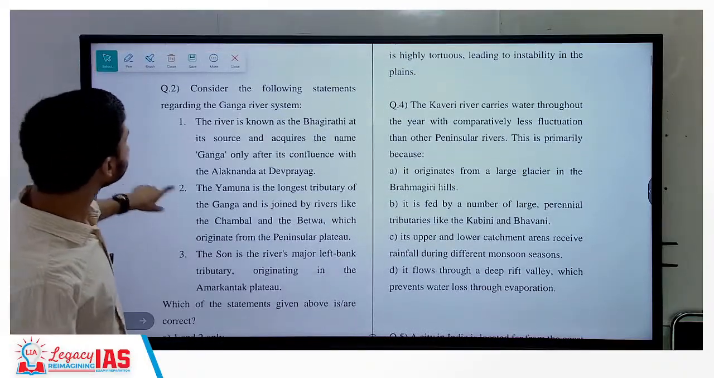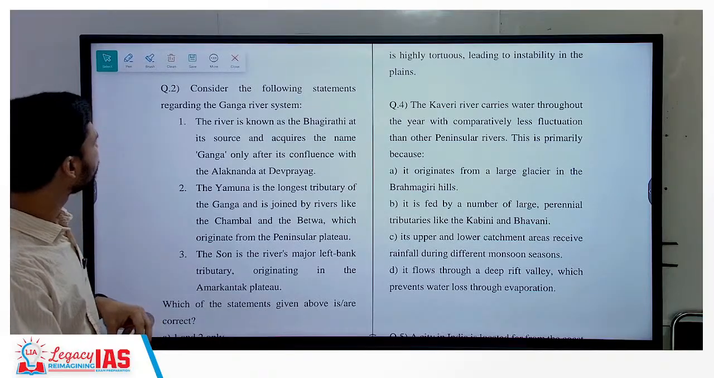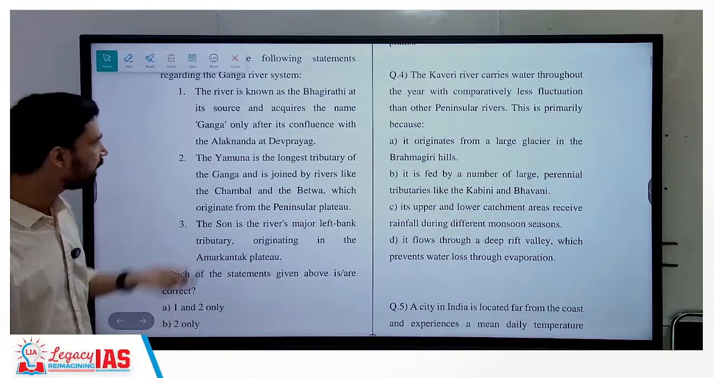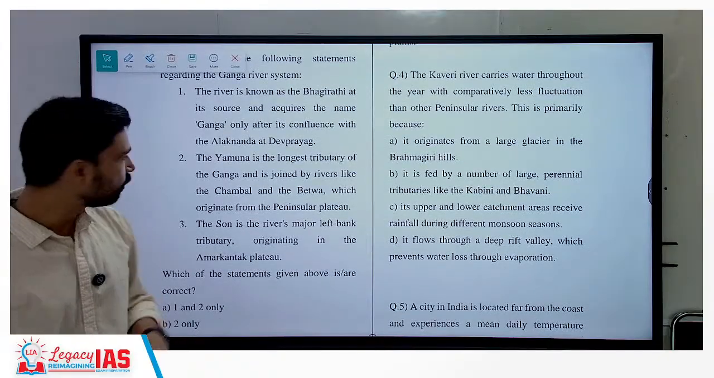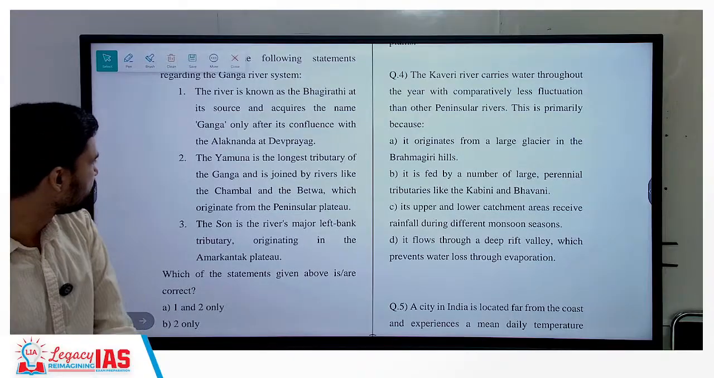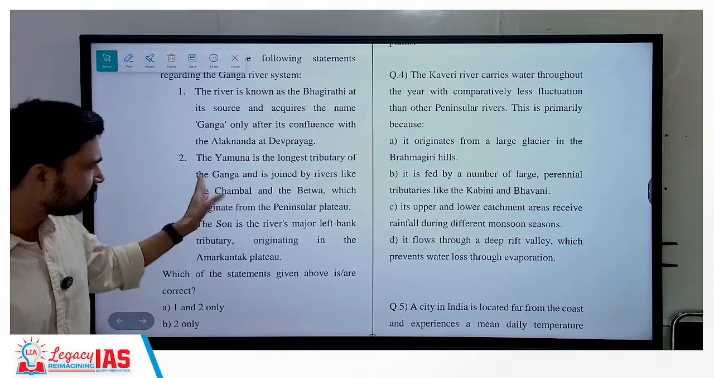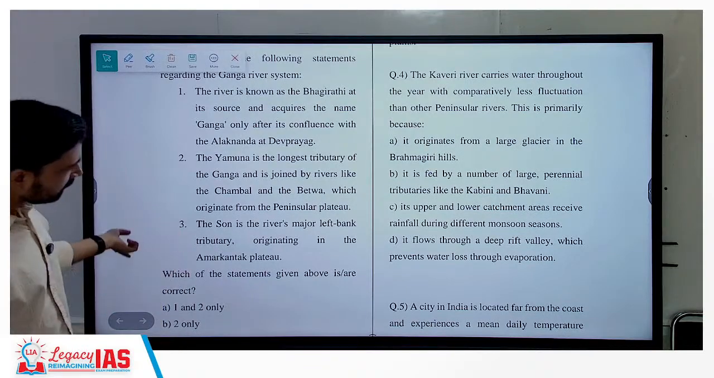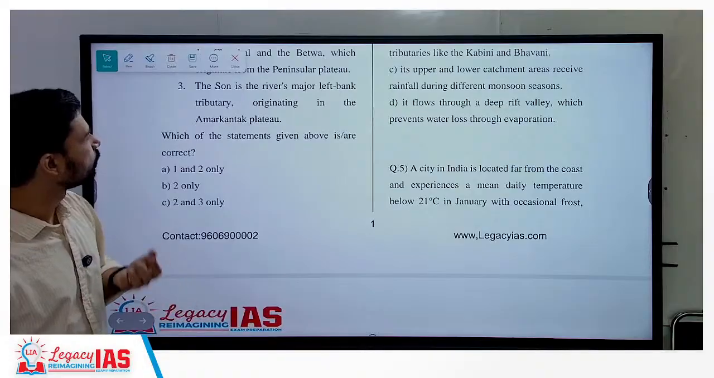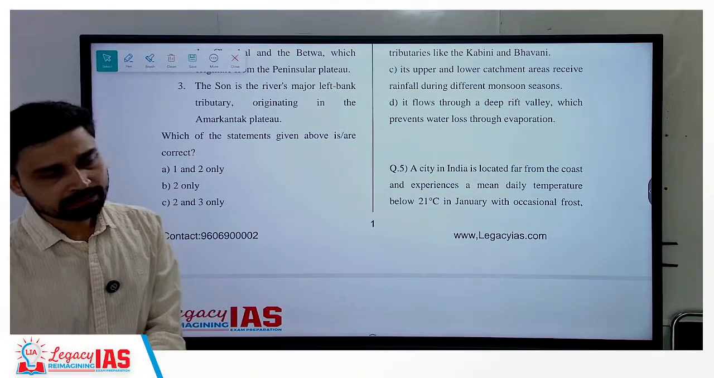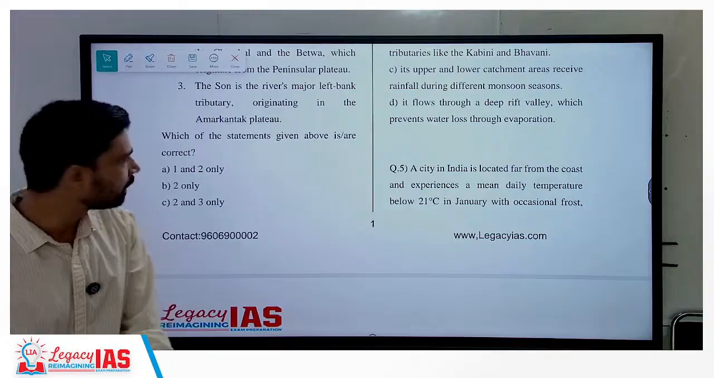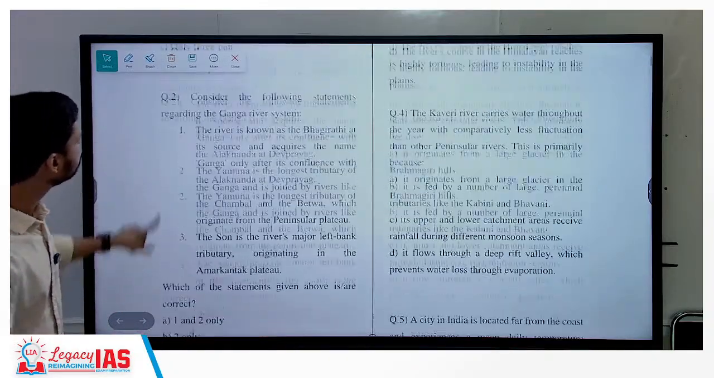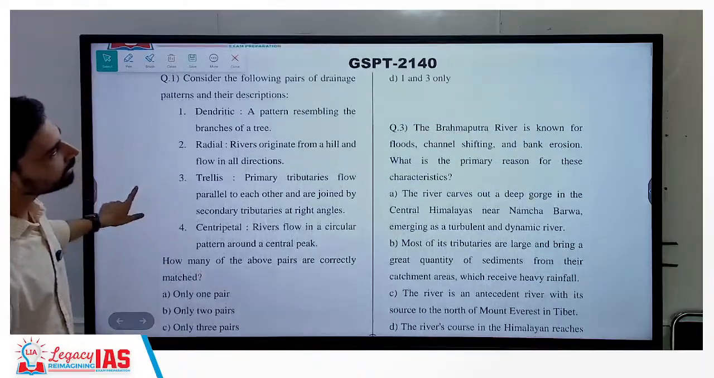Then, with reference to the Ganga river system: the river is known as Bhagirathi at its source and acquires the name Ganga only after confluence with what? Alaknanda at Devprayag. Yamuna is the longest tributary of the Ganga. Chambal, Betwa, Ken are tributaries originating from the Vindhya ranges. Son is the river's major left bank tributary? No, it is a right bank tributary, the only significant right bank tributary after Yamuna. So for the Ganga, what is the correct option? 1 and 2, option A. For the second question, A is the right option.